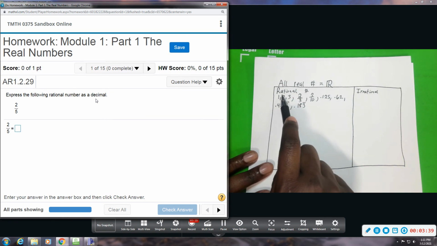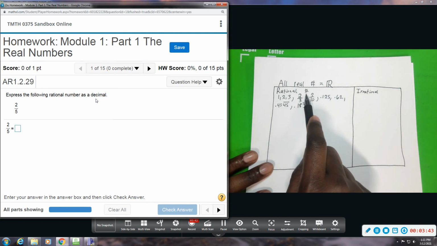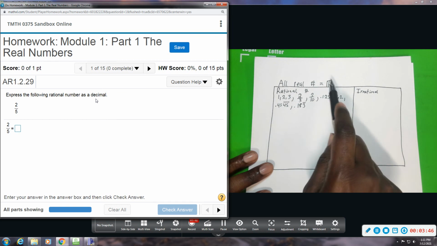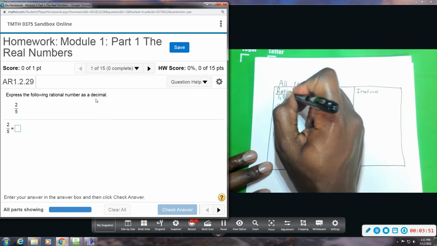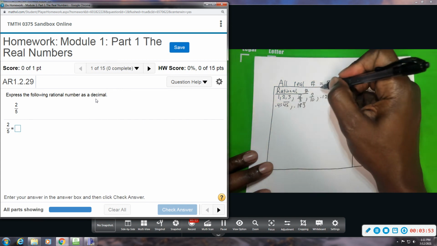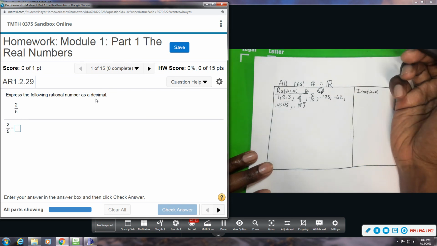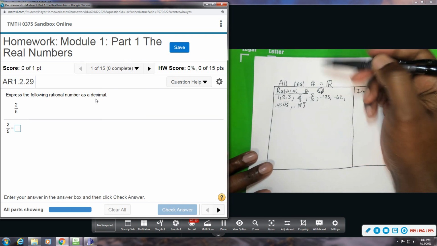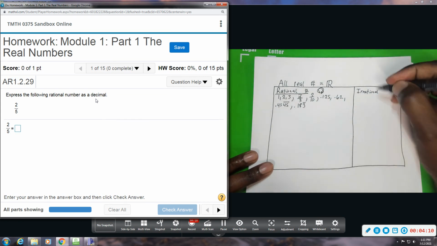Now, since we use the boldface R for real, we can't use that R for rational. So they use a different symbol, which is this boldface Q, and I believe it is related to the mathematician that studied these groups. I think he was a German mathematician, but it's a boldface Q. And then we have irrational. There's no symbol for it.